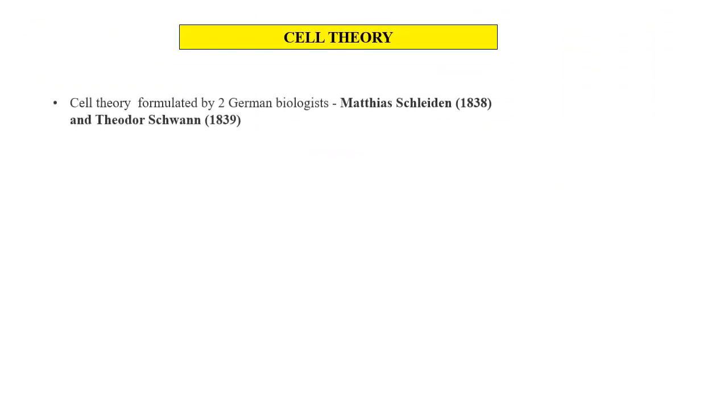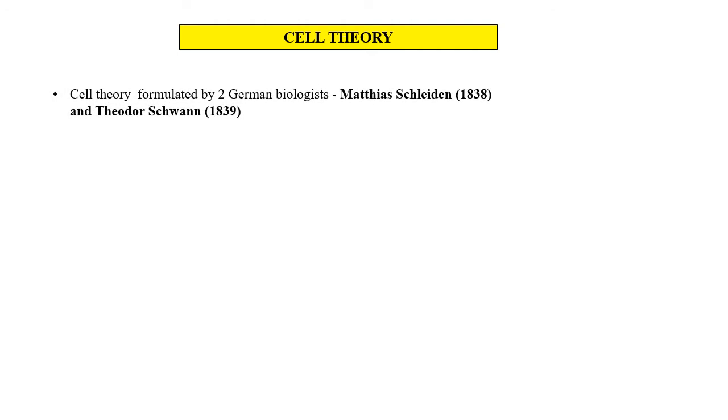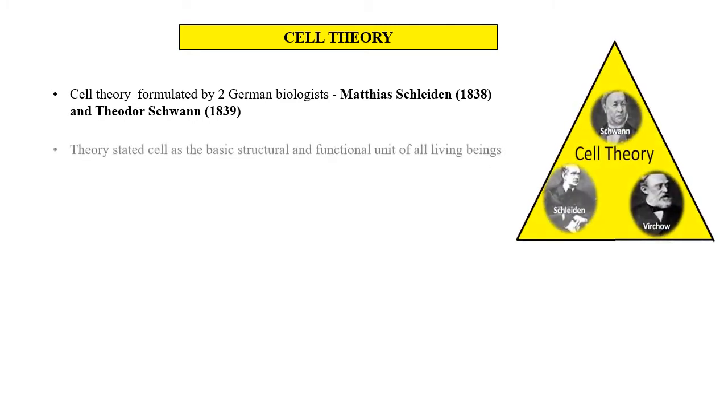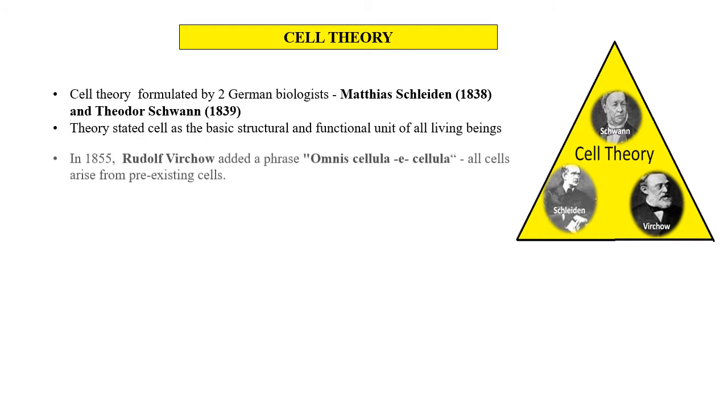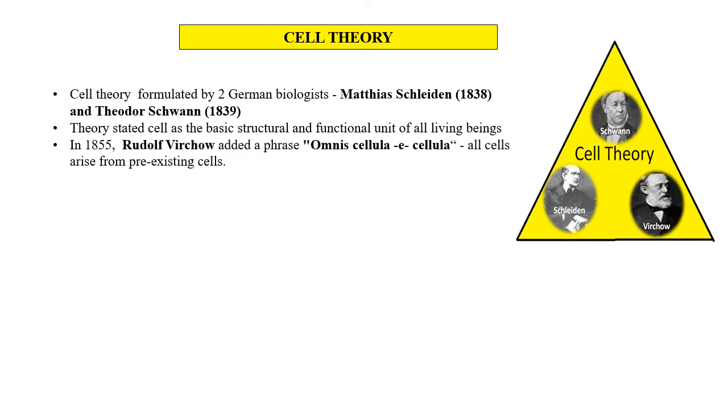Cell theory. The cell theory was formulated by two German biologists, Matthias Schleiden and Theodor Schwann. Their theory stated the cell as a basic structural and functional unit of all living beings. In 1855, Rudolf Virchow added a phrase, omnis cellula e cellula, meaning all cells arise from pre-existing cells.